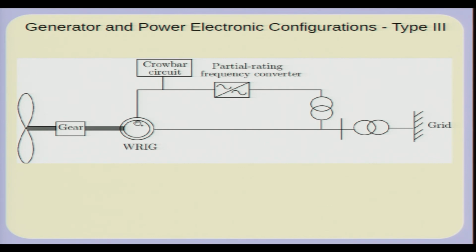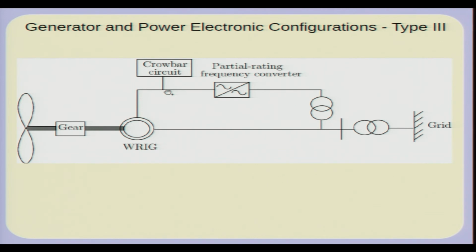So, what is done is the rotor windings are connected to a partial rating frequency converter. What is this frequency converter? It is typically a back to back connected set of voltage source converters. So, the rotor winding is also connected to the source via a voltage source converter, and you also have a crowbar circuit.